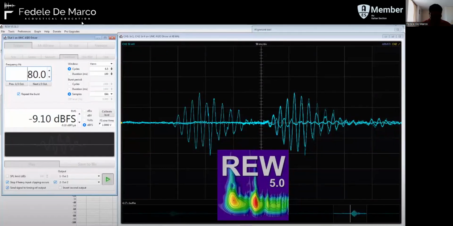Following the previous video in Italian on time domain alignment using REW, Room EQ Wizard, in this video I show you a method to align a sound system entirely in the time domain with REW, using wavelets as a test signal, and we will use the REW generator and oscilloscope tools for this purpose.